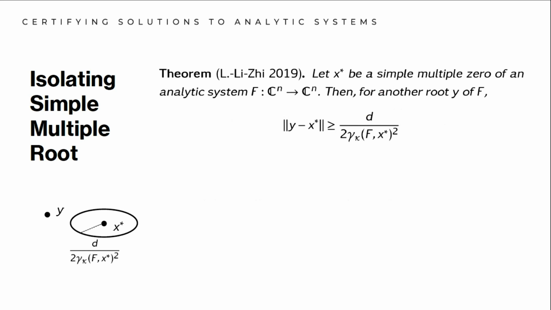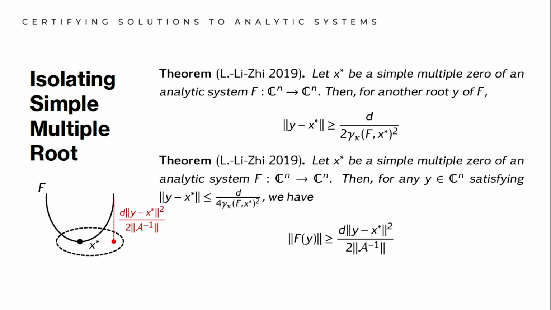Now we can construct our separation bound. Let's say we have x star, which is a simple multiple root of capital F. Let's say y is another root. Then the distance between y and x star is at least this number. So we have a ball centered at x star with this radius, and y should be outside of it. This is the first property of the separation bound.